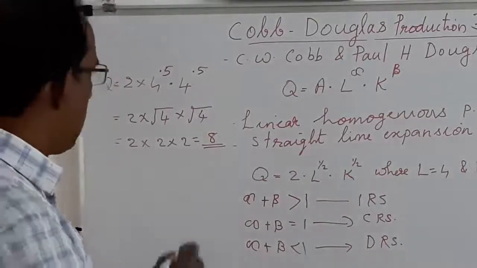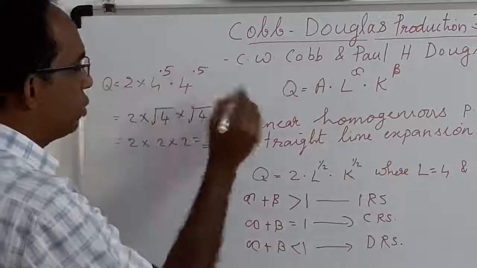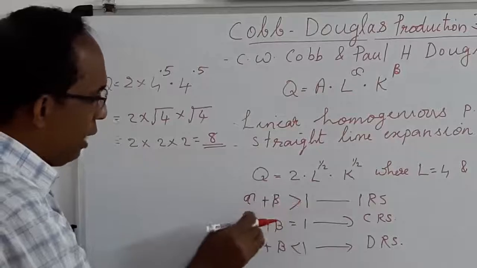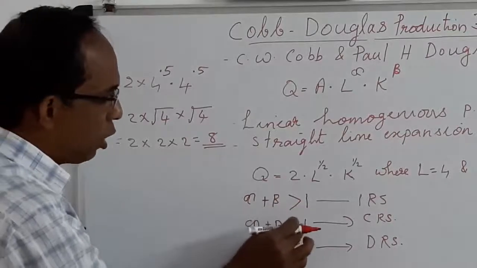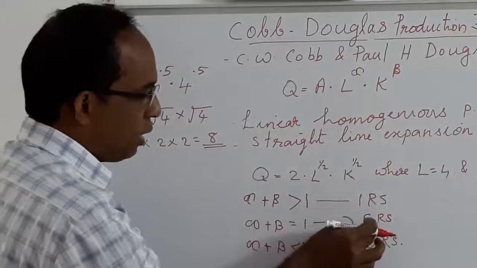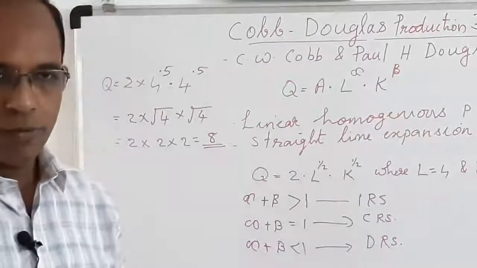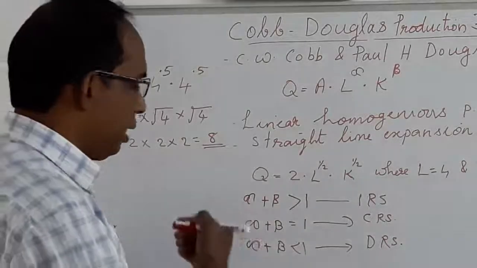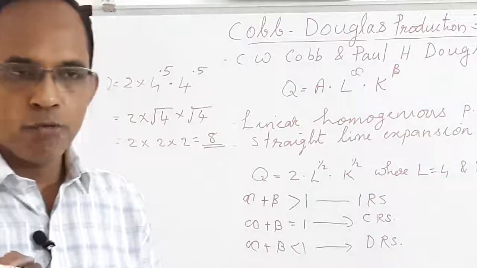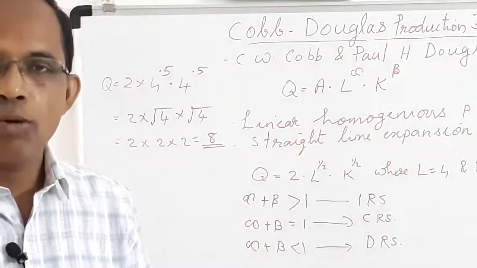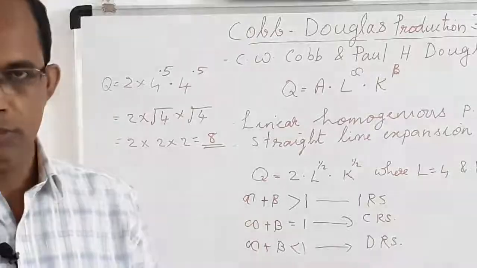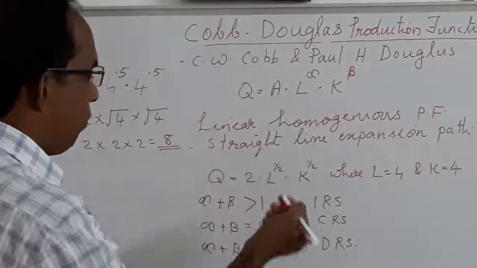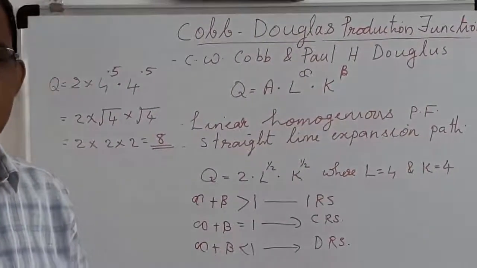Here we can notice that the sum of alpha and beta is equal to 1. We have already told you that when the sum of alpha and beta is equal to 1, the firm may experience constant returns to scale. What is constant returns to scale? When a proportionate change in the units of input used leads to an equal proportionate change in the output. Now let us check whether the firm may experience constant returns to scale or not.